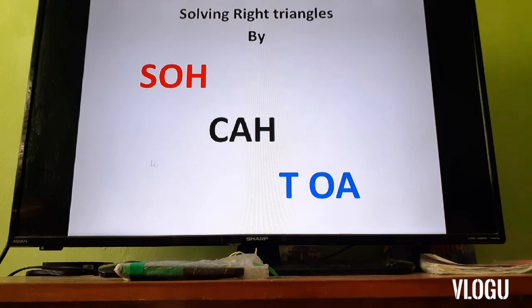So, SOH stands for sine equals opposite side over the hypotenuse. CAH stands for cosine is equals to adjacent side over the hypotenuse. And TOA means tangent is equals to opposite side over the adjacent side.